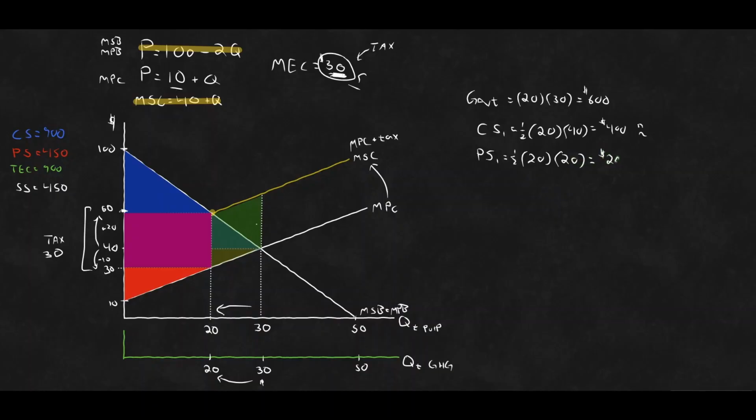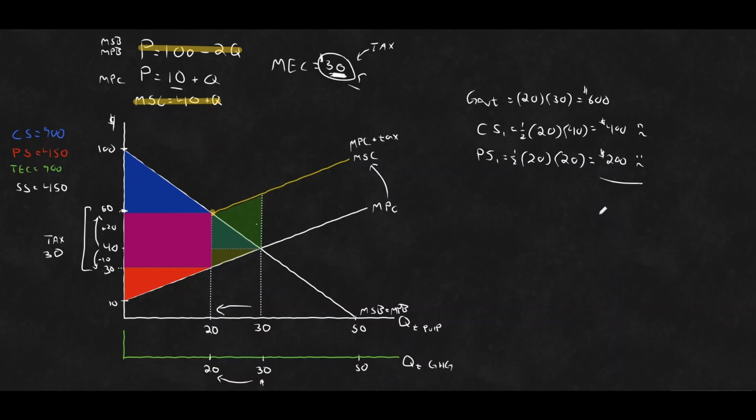Altogether, then, our producers are getting $200 worth of surplus, 1/2 base times height, versus the 450 they used to get. The producers are quite upset with this as well. Their producer surplus has shrunk. But how are we doing as society?